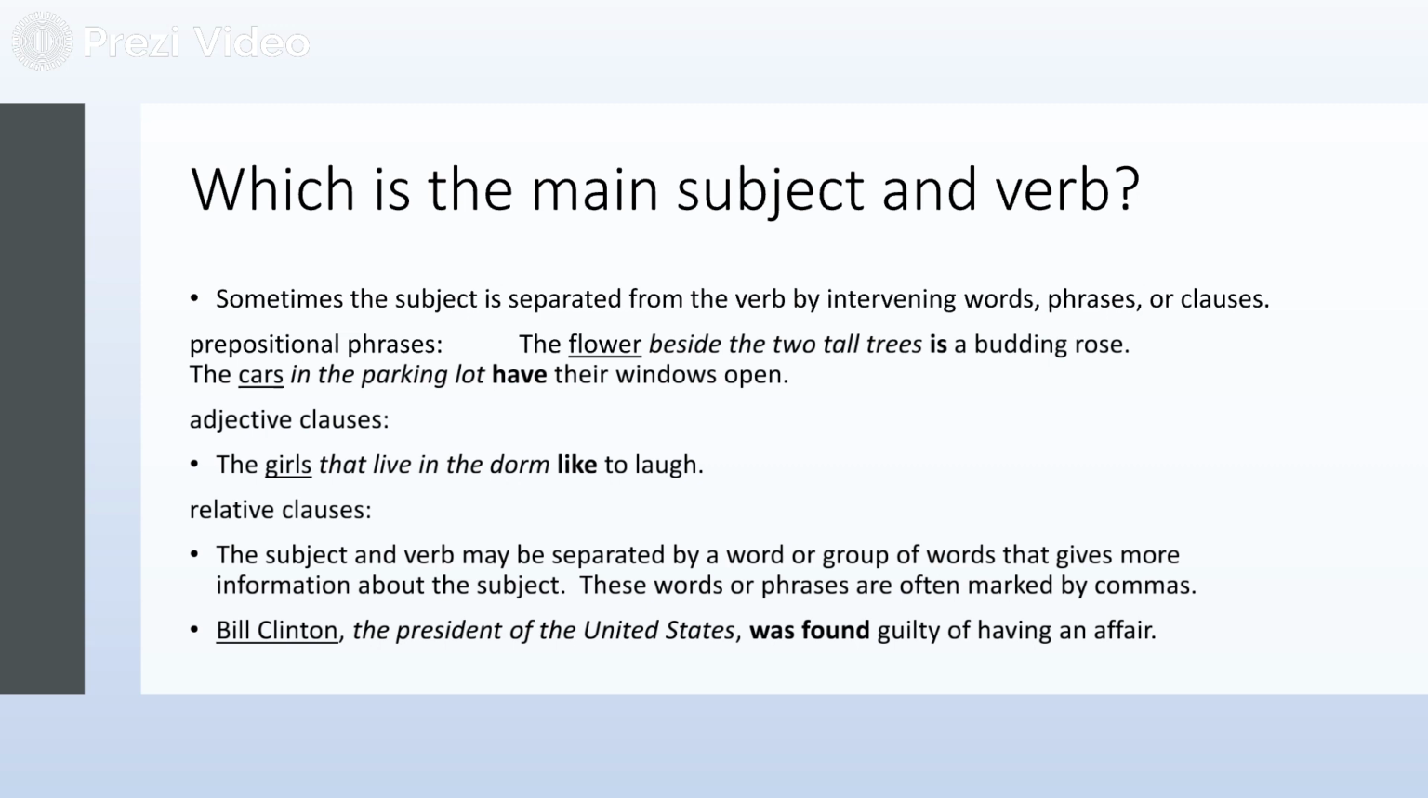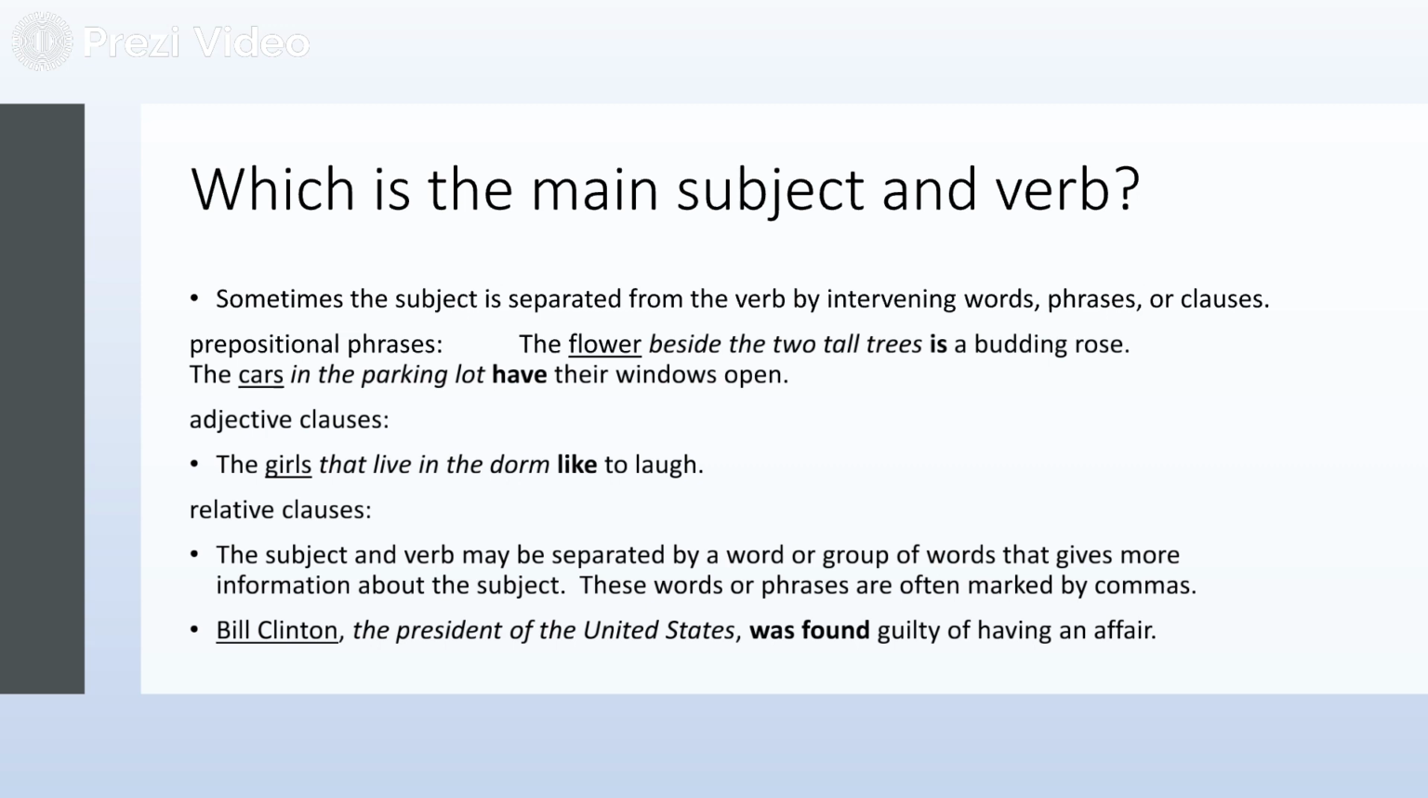Relative clauses. The subject and the verb may be separated by a word or group of words that gives more information about the subject. These words or phrases are often marked by commas. So if we look at this sentence, Bill Clinton, the President of the United States, was found guilty of having an affair. Who or what is this about? Bill Clinton.